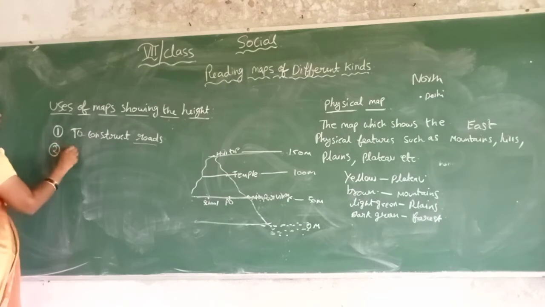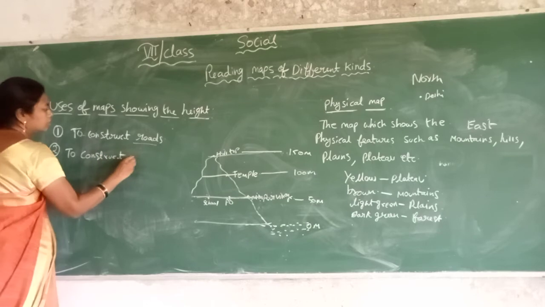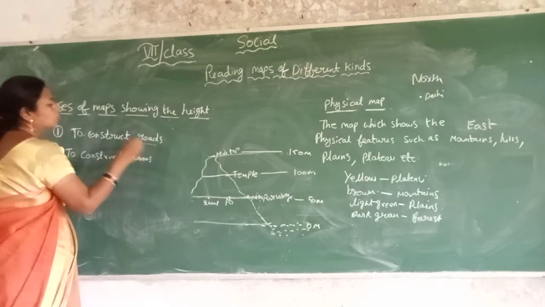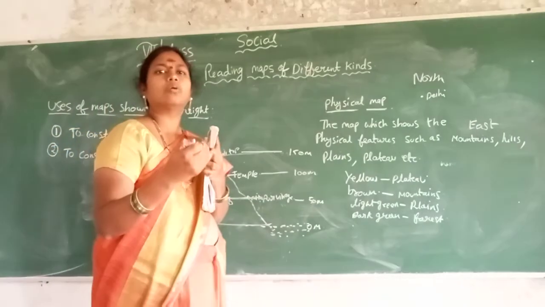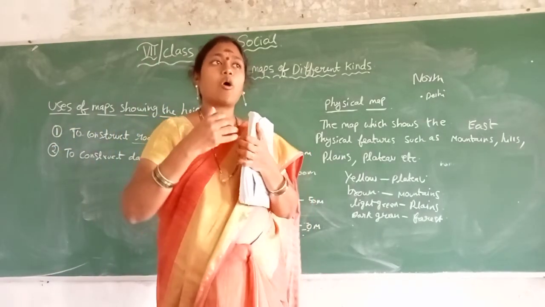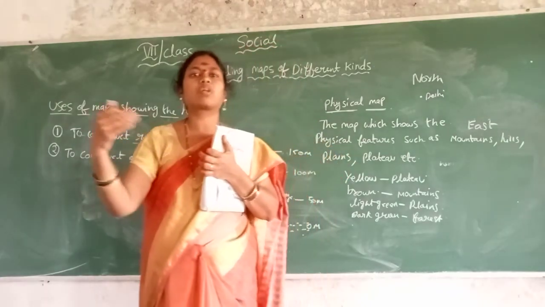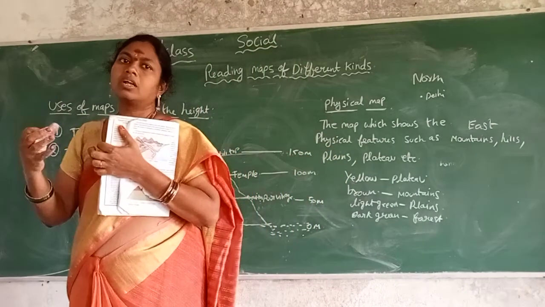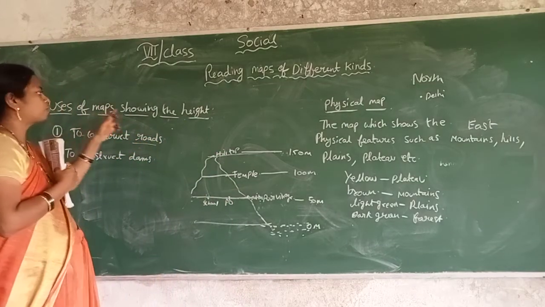The next one, to construct dams. You want to construct dams. So for constructing dams also you need to know the map showing the height, because how much land is submerged in the water must be calculated before constructing the dams. For all that, planning is compulsory, so you have to see the map showing the height.